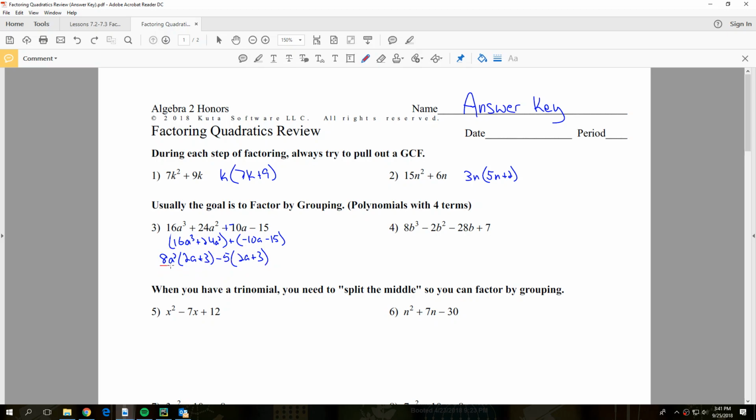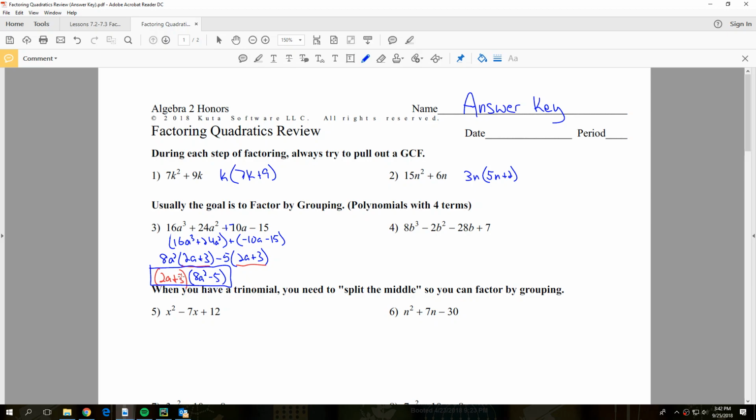Okay. And again, I want to be clear. You have this item minus this item, and this is 8a squared times 2a plus 3, and then 5 times 2a plus 3. So I'm going to pull out the 2a plus 3. Actually, let me do this so it's more explicit in the notes. I'm going to pull out the 2a plus 3 out front as a GCF. And what am I left with? Well, I'm left with 8a squared minus 5. Okay, and there you go. There's your factors, two things now multiplied by each other.